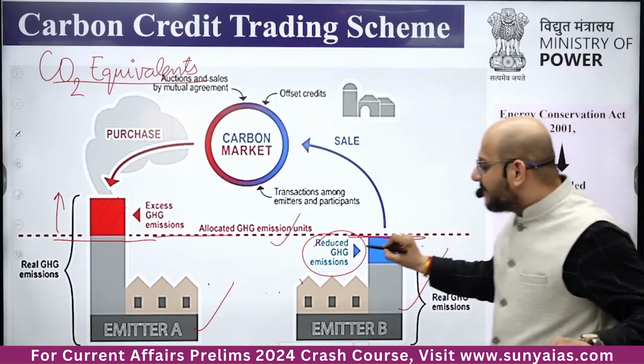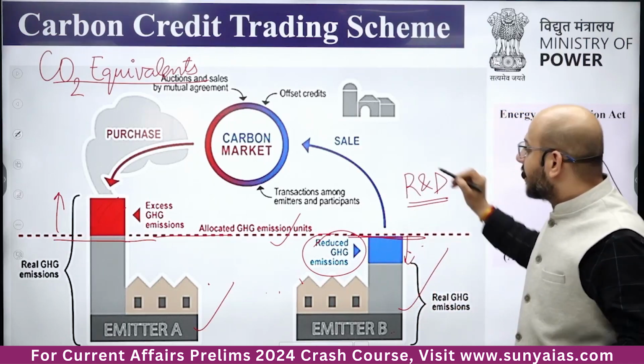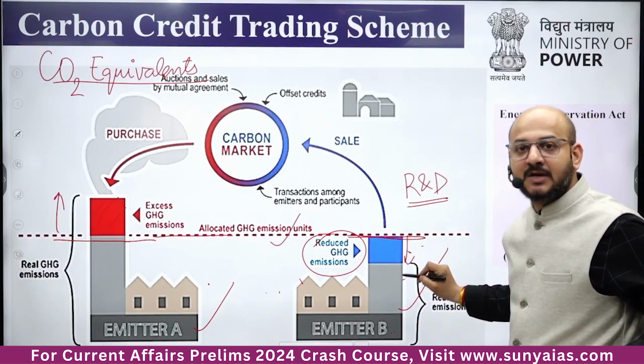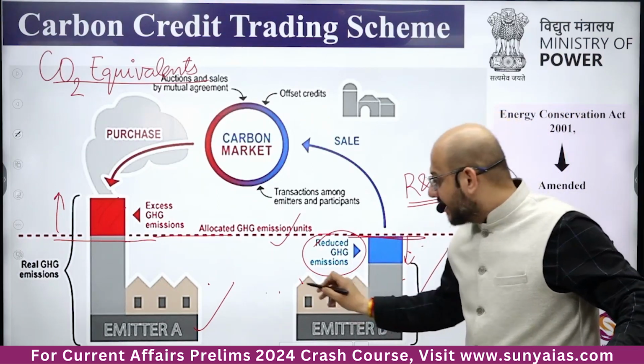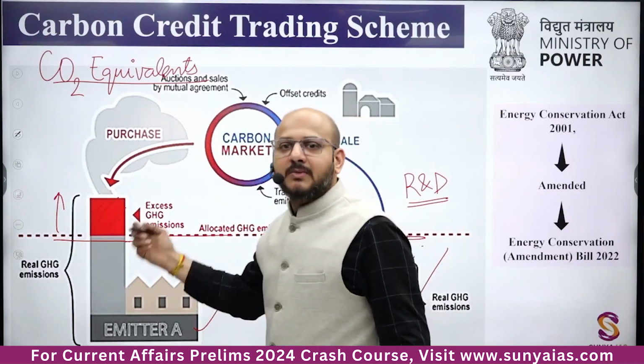has reduced. Now emitter B को कुछ research and development करना पड़ा होगा. New equipment they have to put in place. Costly होगी वो technologies. They are putting more funds into it. Whereas, for example, it could be a thermal power station.